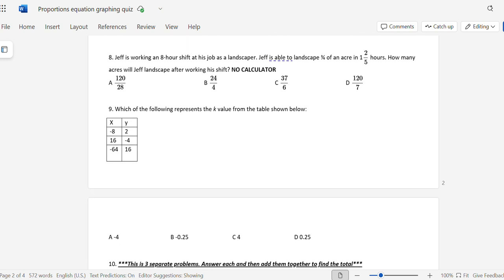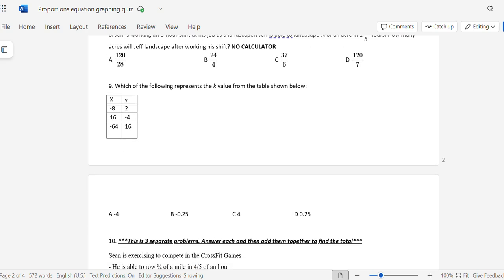Number 8, Jeff is working an 8-hour shift at his job as a landscaper. Jeff is able to landscape 3/4 of an acre in 1 2/5 hours. How many acres will Jeff landscape after working his shift? No calculator for this question. A, 120 over 28, B, 24 over 4, C, 37 over 6, D, 120 over 7.